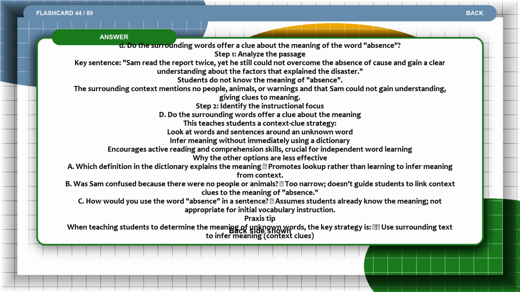Why the other options are less effective? A. Which definition in the dictionary explains the meaning? This promotes lookup rather than learning to infer meaning from context. B. Was Sam confused because there were no people or animals? Too narrow, it doesn't guide students to link context clues to the meaning of absence. C. How would you use the word absence in a sentence? This assumes students already know the meaning, not appropriate for initial vocabulary instruction.